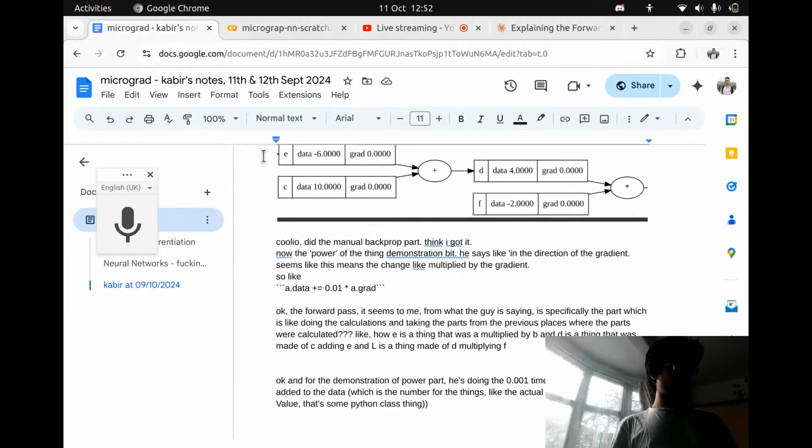This is effectively the forward pass. And now if we print L dot data.